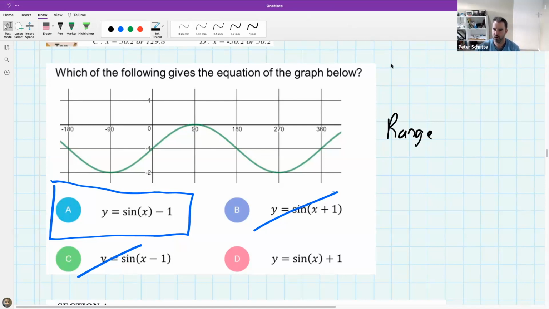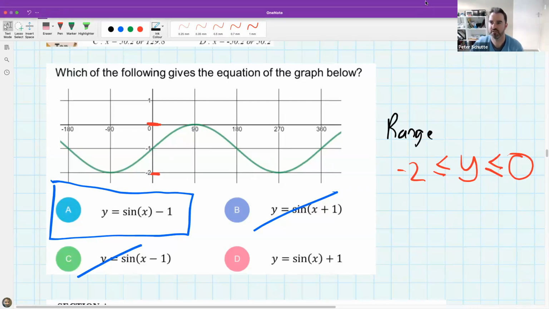You're on the right track, Bongi. So if you look at the y values, the highest value it gets to is 0. The lowest value it gets to is -2. So I would say that it should be greater than or equal to -2, and it should be less than or equal to 0. So that would be the range of this. Josh agrees too, yeah. So that's the range of this transformed sine graph.